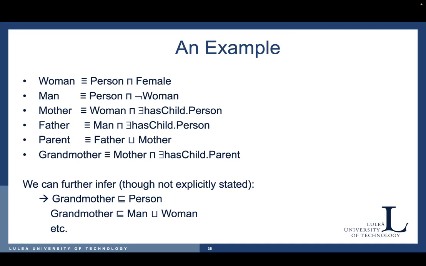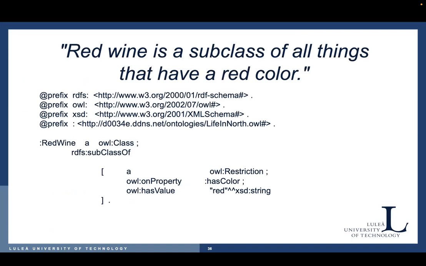That will be the job of the logic engine that you have. So given a certain description, it can, for example, conclude that grandmother is a subclass of man and woman and such, while not explicitly stated. Okay, I will not go through this example. You can also run it through the converter and visualizer.